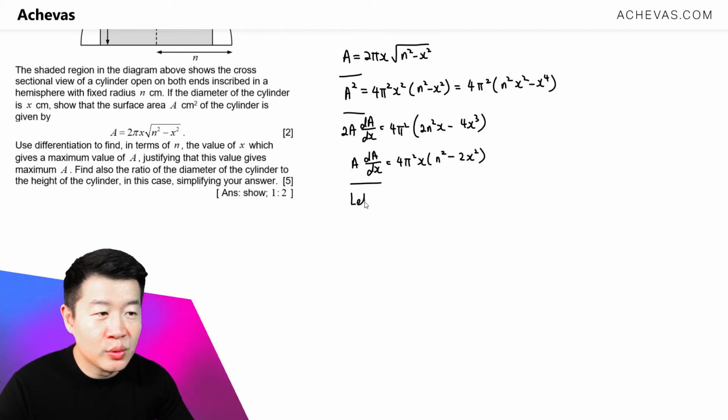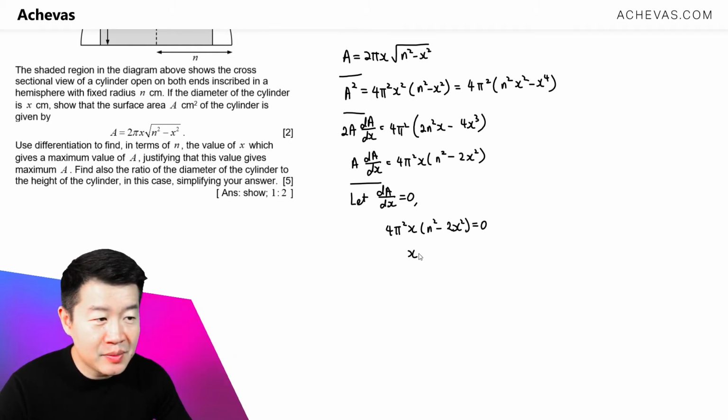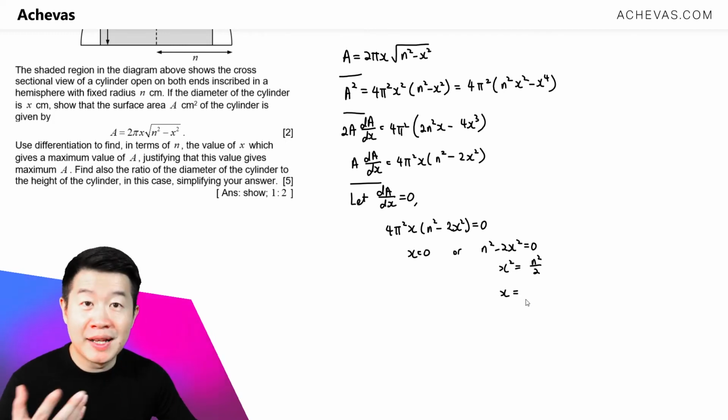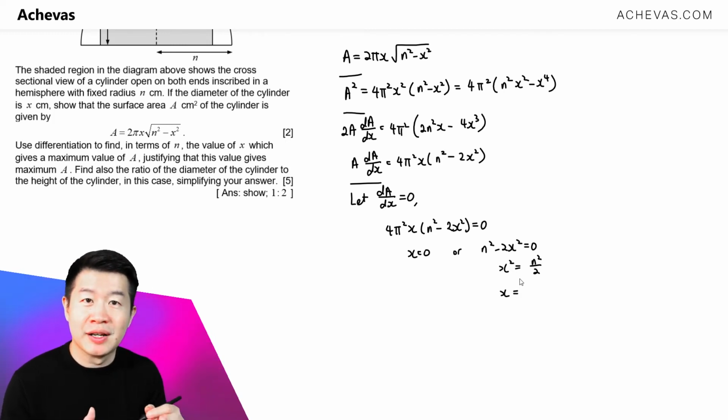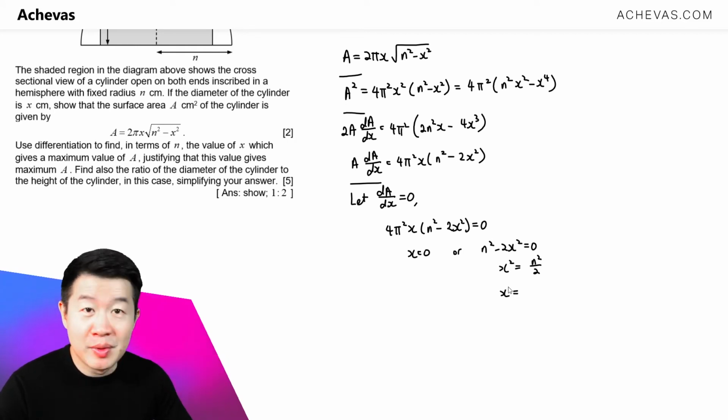Since we are making use of differentiation to find the maximum, we are going to let dA/dx be equal to 0, which means that it is going to be when 4 pi squared x (n squared minus 2x squared) is equal to 0. This means that x must be equal to 0, or n squared minus 2x squared must be equal to 0, which means x squared is going to be n squared over 2. So x is supposed to be plus or minus, but we know that x is going to be the diameter of the cylinder, so it must be a positive value.